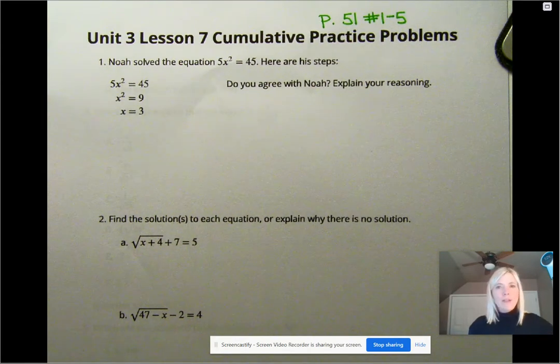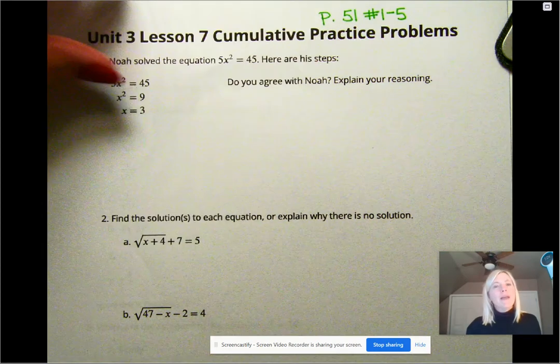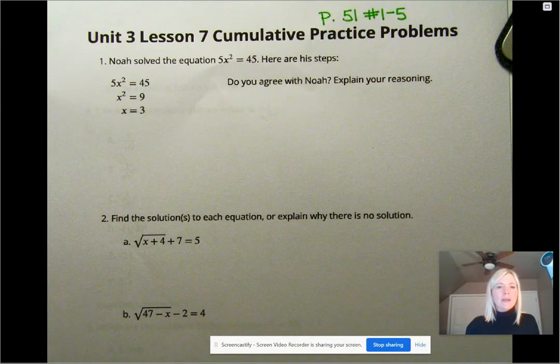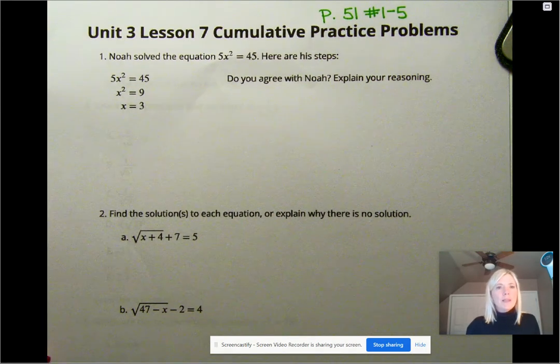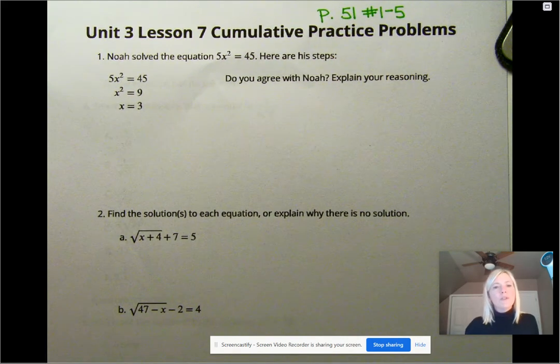So, page 51, numbers 1 through 5 from your textbook, at the end of lesson 7. Today's lesson was about solving x squared equations and square root of x equations. And so let's get started.